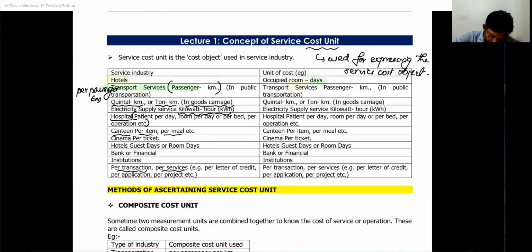Friends, there is some problem with this table, so please bear with that.